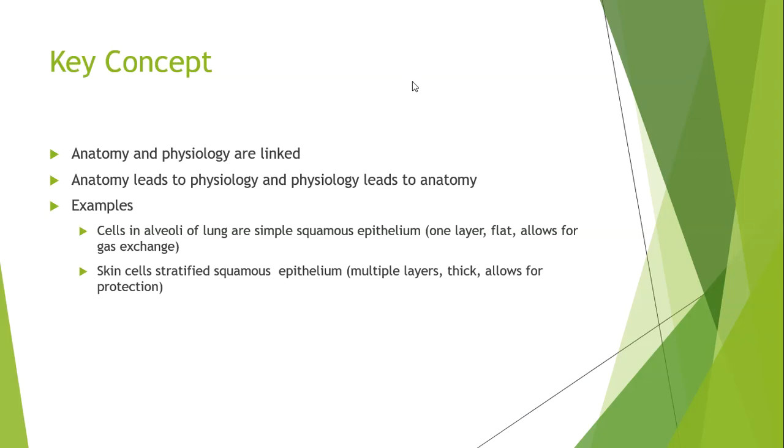For example, cells in the alveoli of the lungs are simple squamous epithelium, and we'll get to that in a little bit. Basically, one flat layer allows for gas exchange, and the gas exchange, the process that happens there, would be the physiology function of that. And then skin cells are stratified squamous epithelium.